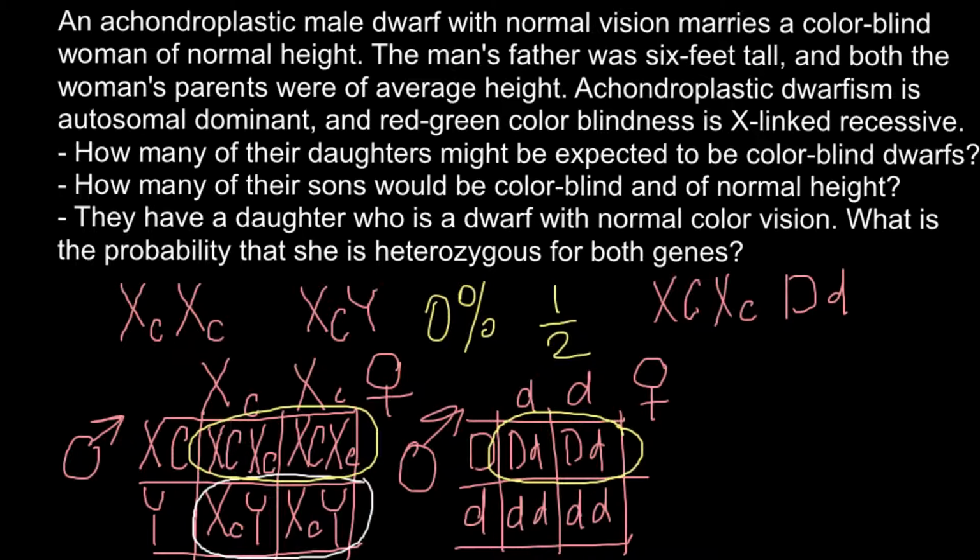So once again, the question is, they have a daughter who is a dwarf with normal color vision. 100% of them would have normal color vision, 50% of them would be dwarf, and what is the probability that she is heterozygous for both genes? That means that 100% of such phenotype would mean heterozygosity for both genes. So the answer would be 100%.